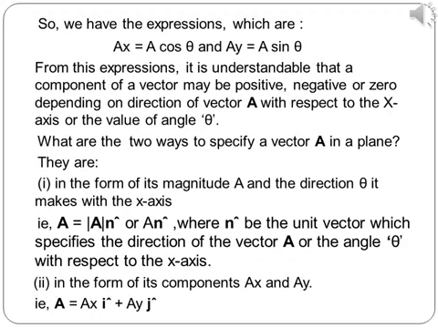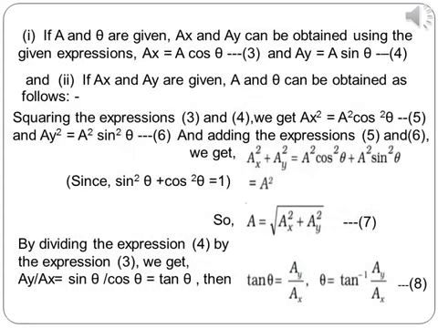And the second one, which can be expressed in the form of its components Ax and Ay. That is, vector A is equal to Ax i cap plus Ay j cap. How can you find the values of Ax and Ay if the magnitude of the vector A and theta are given? You should use the expressions 3 and 4.